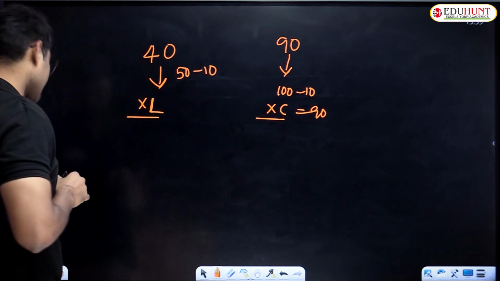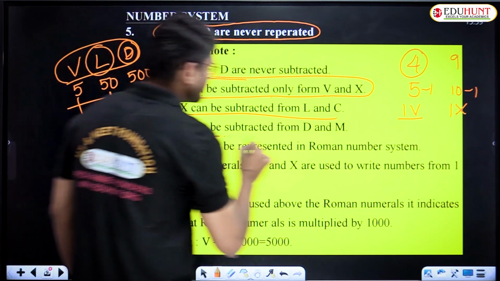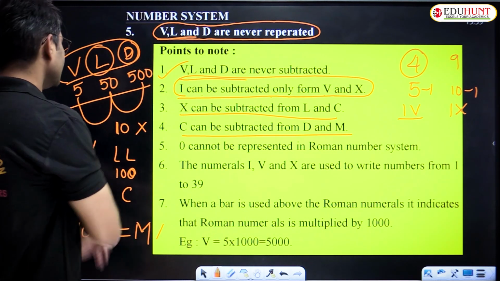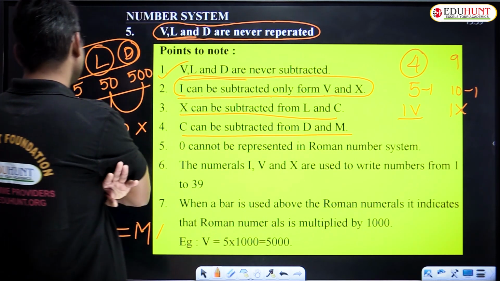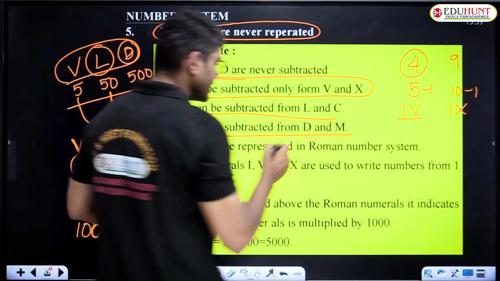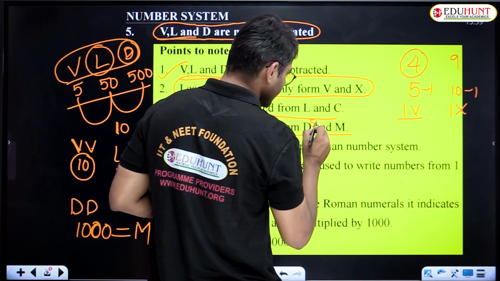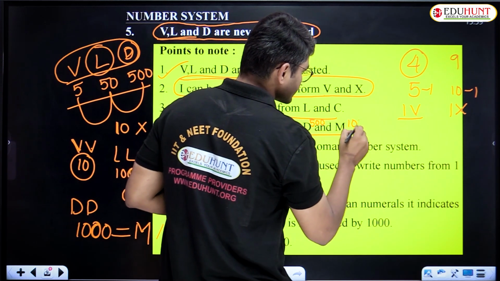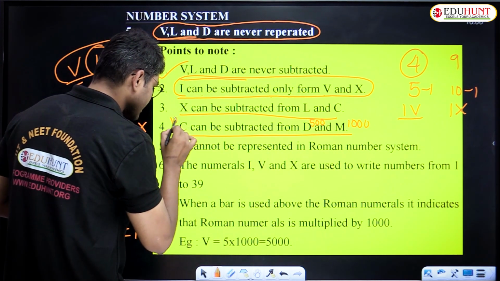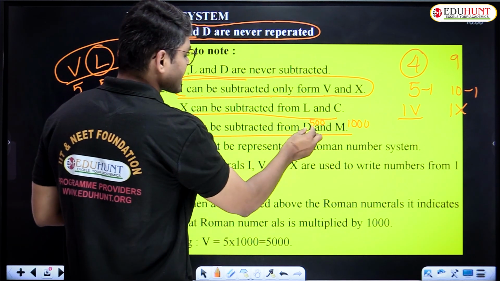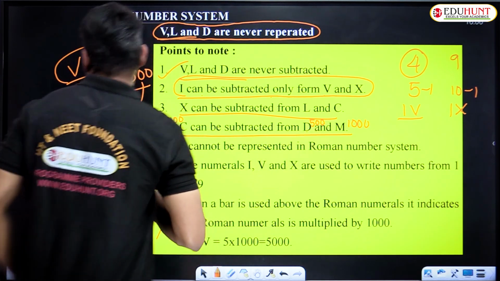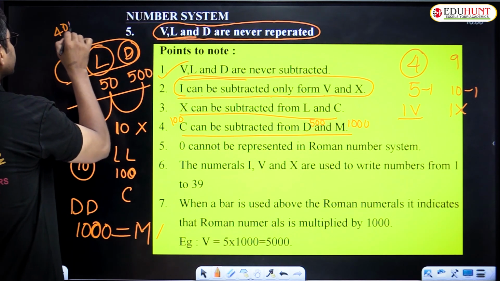Okay, students. C can be subtracted from D and M. What is D here? 500. And M is nothing but 1000. D is 500, M is 1000. This C is nothing but 100. If I subtract 100 from 500, that is 400 only. 400 is nothing but CD.